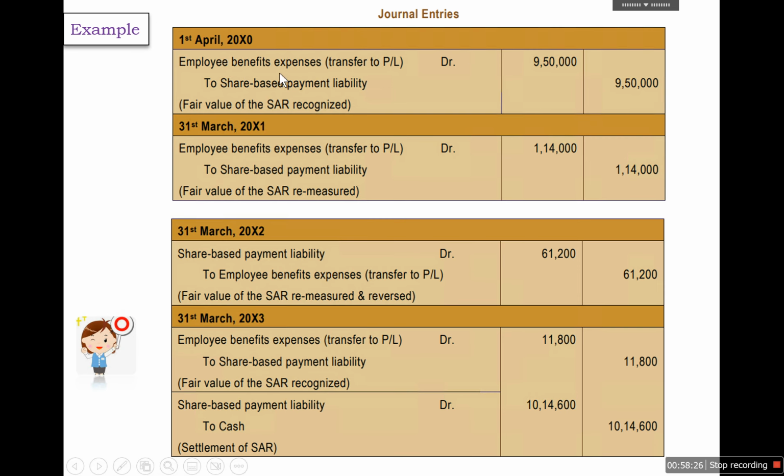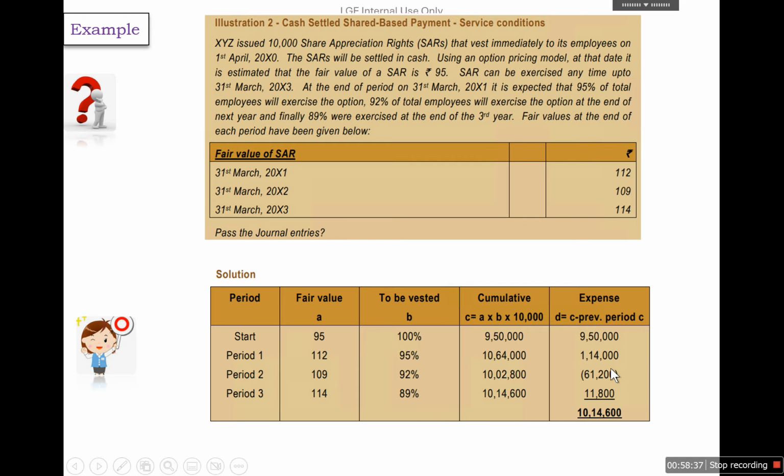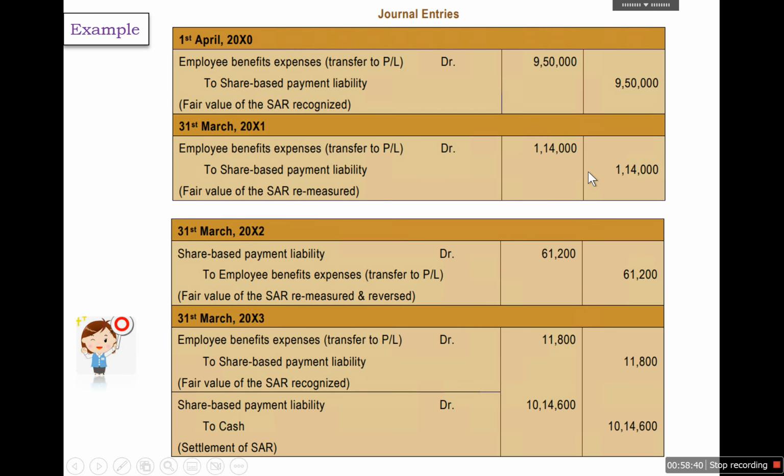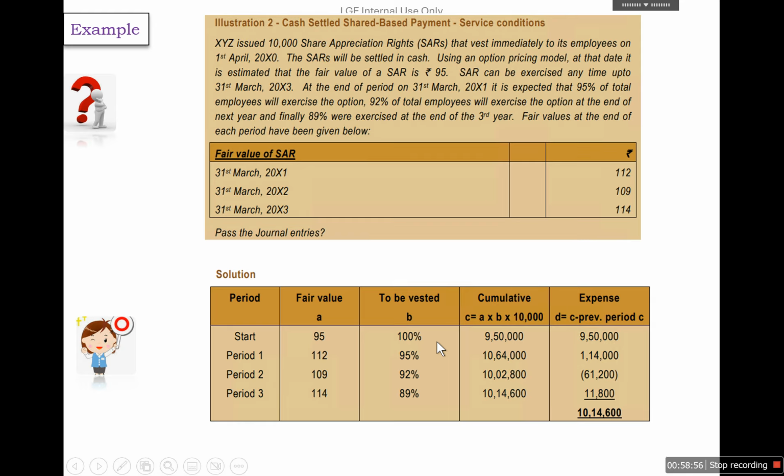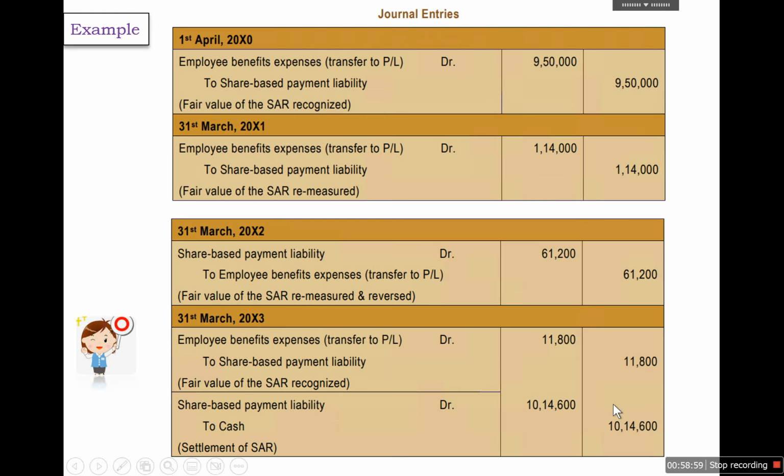So these will be the entries: employee expenses 9,50,000 to share based payment liability. At the end of the year, we need to recognize additionally 1,14,000. So expense debit 1,14,000 to share based payment. Then there is a reduction in the liability. So that's why we have reduced the liability account by 64,000 by debiting it, and expense also has been reduced by 61,000. And at the end of the year, the additional amount 11,800 to be recognized. So expense debit to liability, and finally the share based payment liability account debit to cash account.